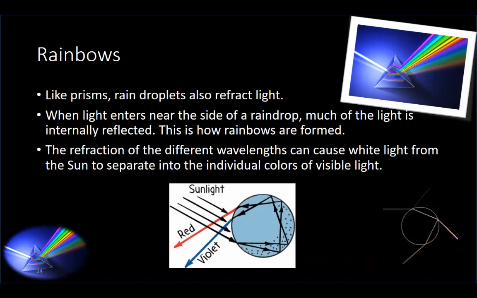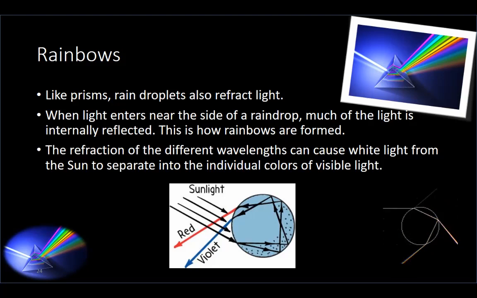Rain droplets also reflect light. When light enters near the side of a raindrop, much of that light is internally reflected. Remember total internal reflection? We can calculate that with Snell's law too. This is how a rainbow is formed. The refraction of the different wavelengths can cause white light from the sun to separate out into individual colors of visible light. In rainbows, the human eye usually can distinguish only about 7 colors.